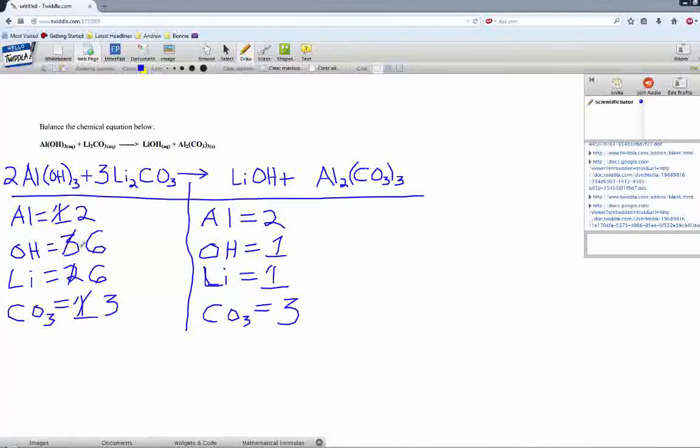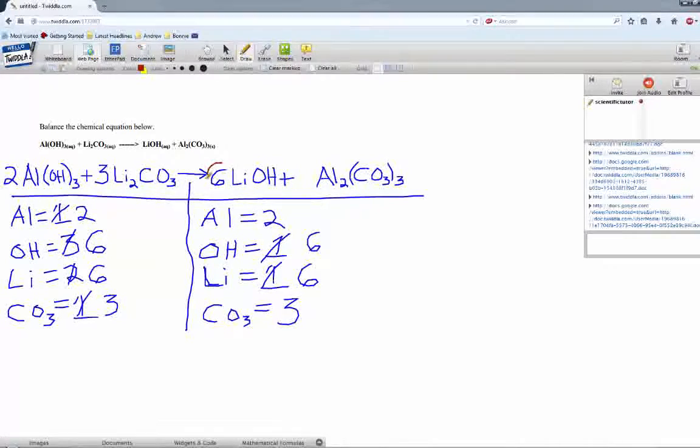And I can change the OH. There's 6 OH on this side, there's 1 on this side. I'll put a 6 coefficient in front of this. That changes the OH to 6, but it also changes the Li to 6. Now my OH and Li match up, and my Al and my CO3 match up. Therefore, I'm done.